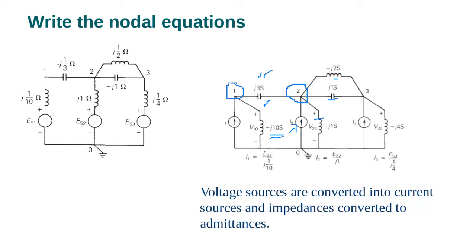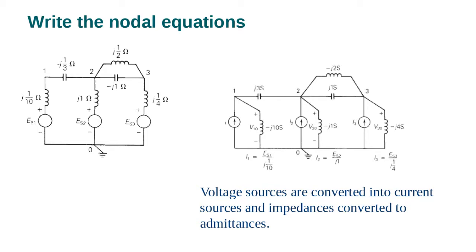Okay, very good. Tell me now, what will be Y33? We do the same procedure, so it's minus J2S plus J1S minus J4S. Correct. Thank you. Very good. Okay, so what will be Y12, Muhammad Al-Hariri? Y12 is J3S.